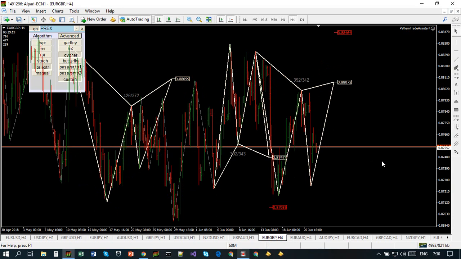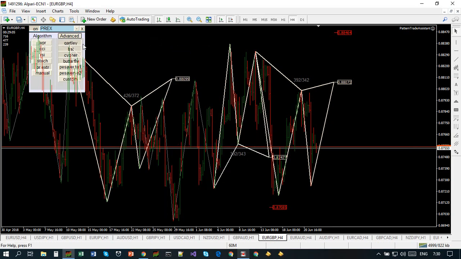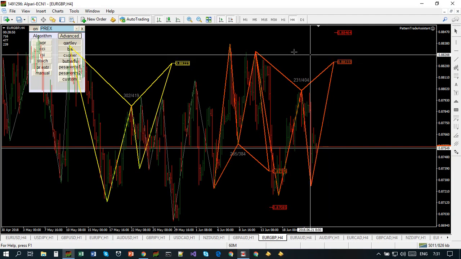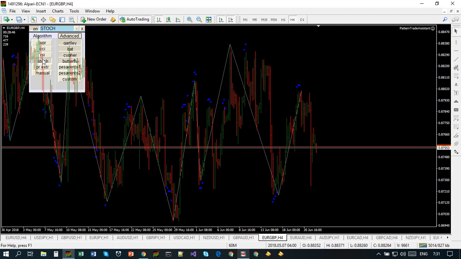Euro GBP. Nice movement, sideways movement. It bleeds the patterns. It gives you many pattern trading opportunities. And let me use the default template. Okay, and let me disable custom patterns and enable standard ones. Advanced pattern approach, a potential godly formation, pretty deep retest of the structure level. Let us switch to other algorithms.